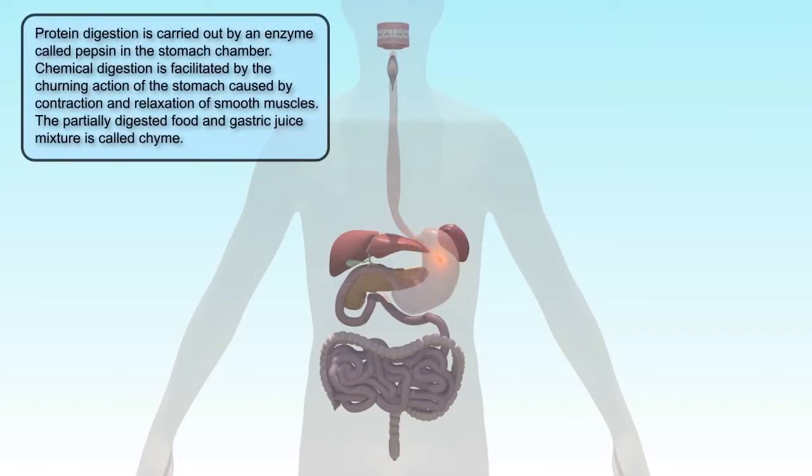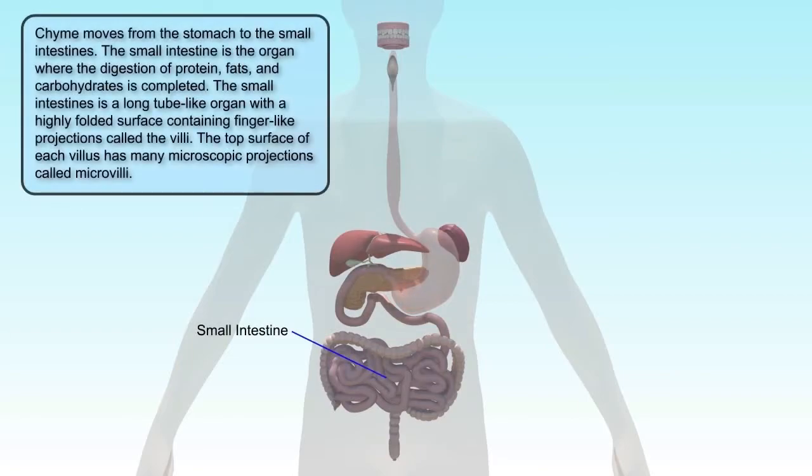Protein digestion is carried out by an enzyme called pepsin in the stomach chamber. Chemical digestion is facilitated by the contraction and retraction of the smooth muscles. The partially digested food and gastric juice mixture is called chyme. Chyme moves from the stomach to the small intestine, the organ where the digestion of the protein, fats, and carbohydrates is completed.